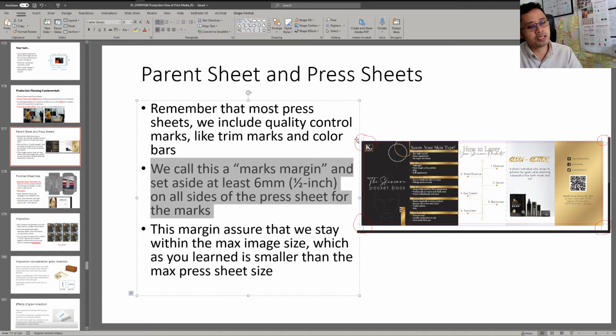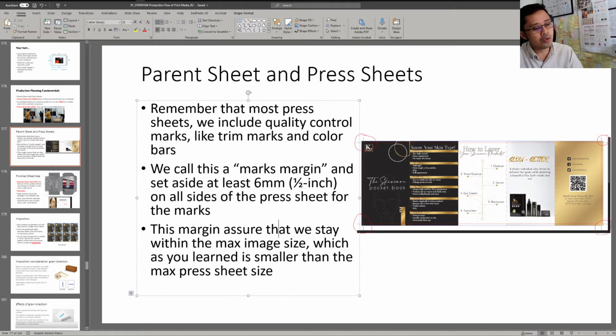So mana margin? Mana marks dia? Ini contoh marks, all around this. Jadi kita allocate, kita sediakan ruang tersebut lebih kurang setengah inci bersamaan 6 mm lah. So this margin assures that we stay within the max image size, which as you learned is smaller than the max sheet size. Kenapa margin tu ada?